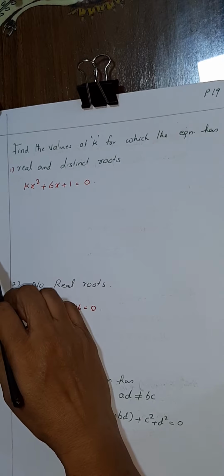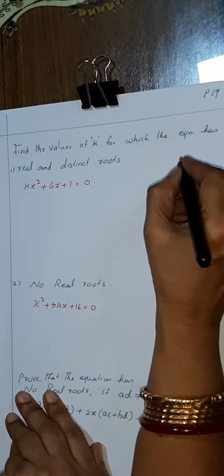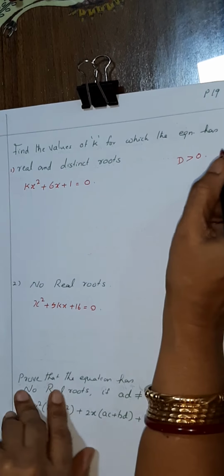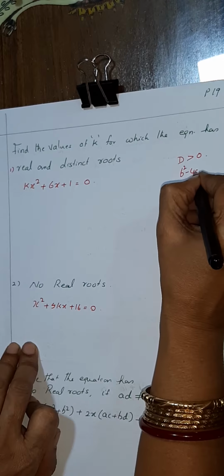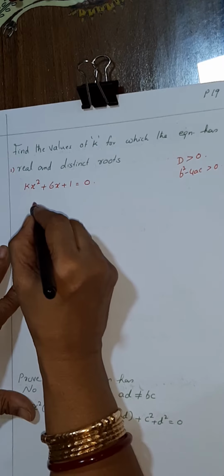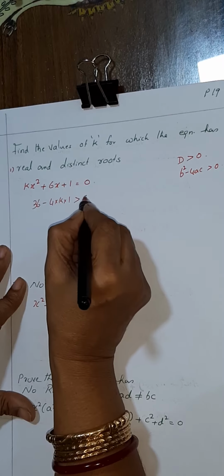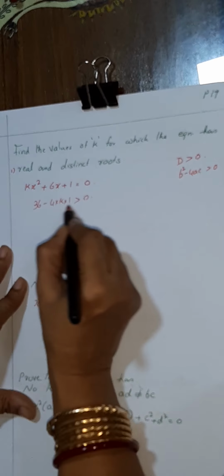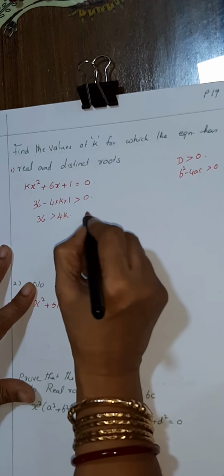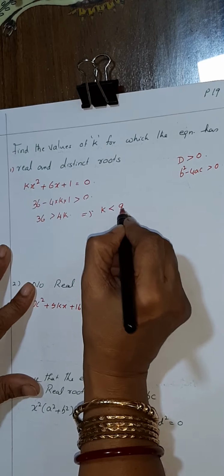Find the values of k for which the equation has real and distinct roots. For real and distinct roots, D has to be greater than 0. It is b squared minus 4ac is greater than 0. So it is 36 minus 4 into k into 1 is greater than 0. So 36 is greater than 4k, or k is less than 9.